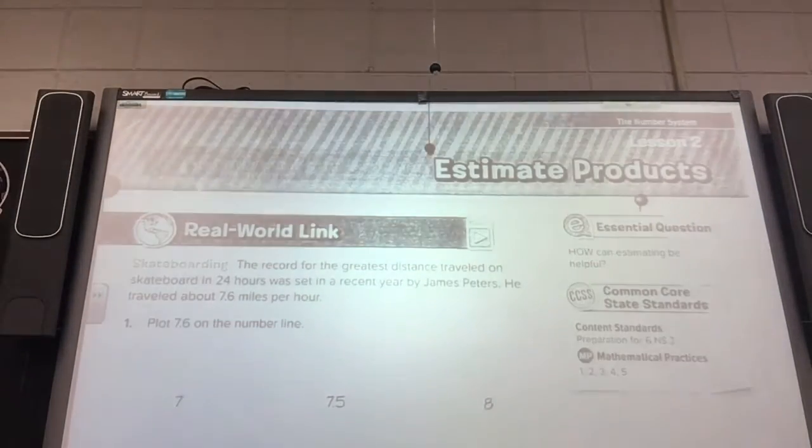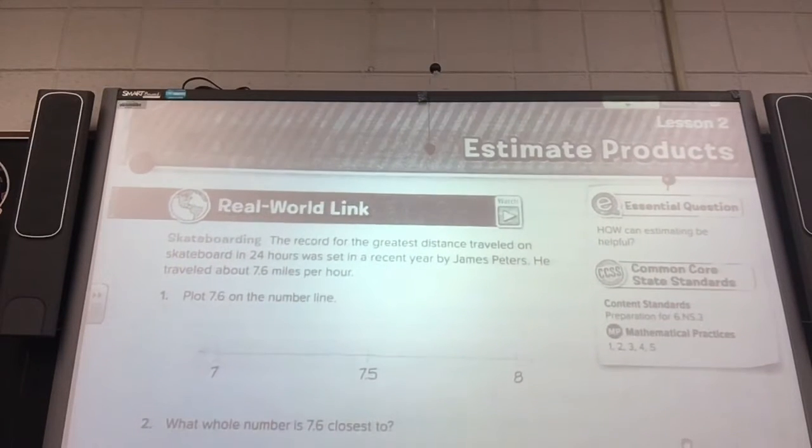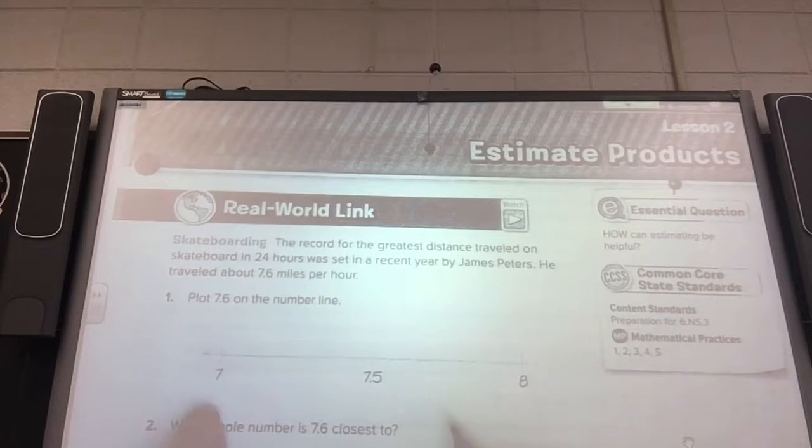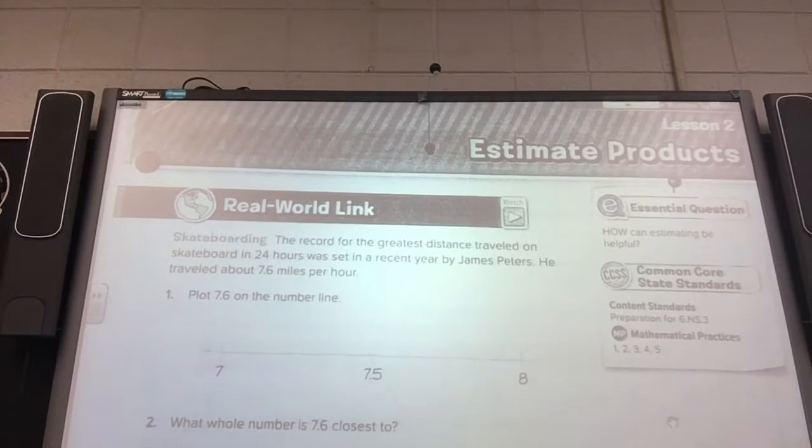And we're going to start today with our real world link. We are looking at skateboarding. The record for the greatest distance traveled on a skateboard in 24 hours was set in a recent year by James Peters. He traveled 7.6 miles per hour. And down below, it gives us this line here, and it's got 7, 7 and a half, and 8. And it says, what whole number is 7.6 close to?